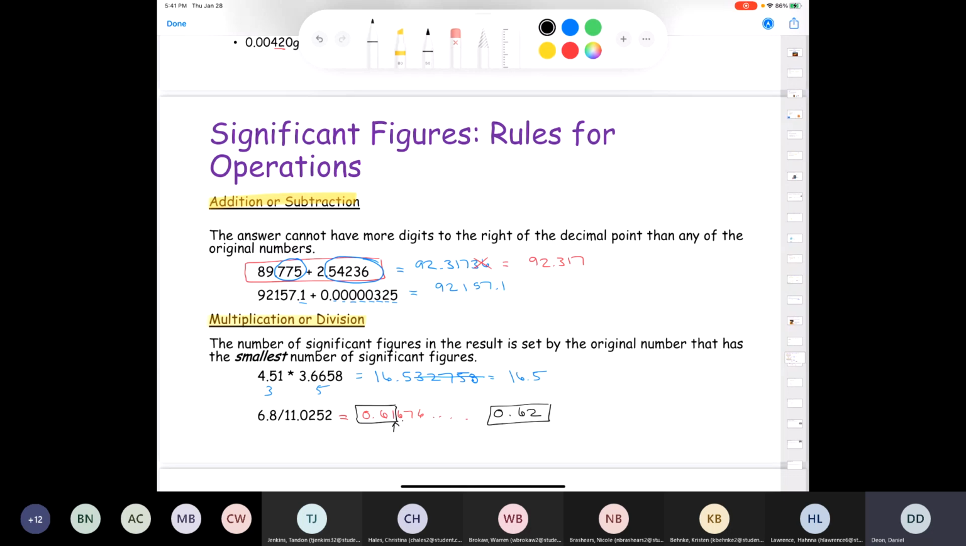Do you guys know the rules for rounding numbers? Everybody know the rule? If you have 0, 1, 2, 3, 4, the number stays the same. And if you have 5, 6, 7, 8, 9, you round up. So round up, and here it stays the same.